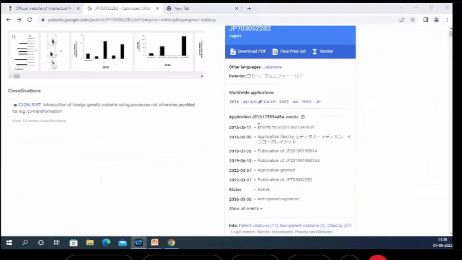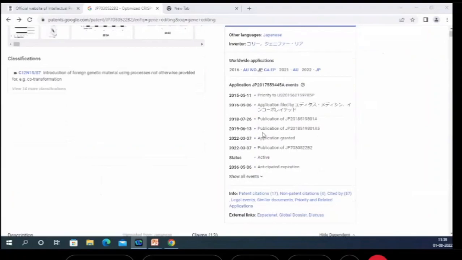This is the priority date, and this is when the application was filed. This application is also granted and the anticipated expiry is 6/5/2036. As I told you, the monopoly is granted for a 20-year period. The application was filed on 6/5/2016, so 20 years in addition to 6/5/2016 is 6/5/2036. On 6/5/2036 this application will expire and come under the public domain.